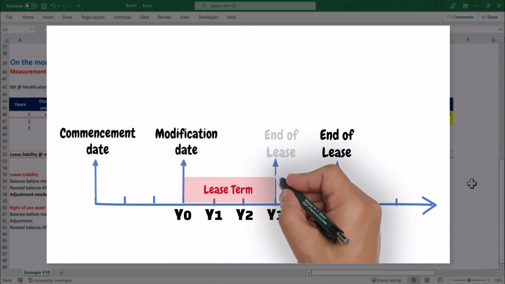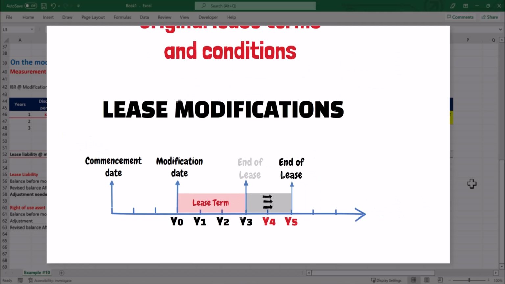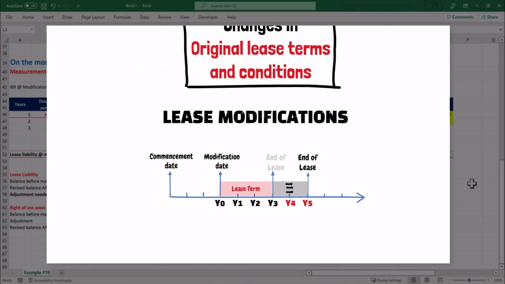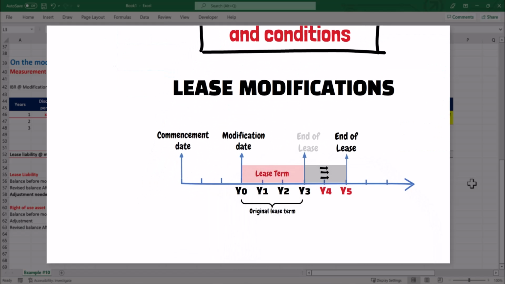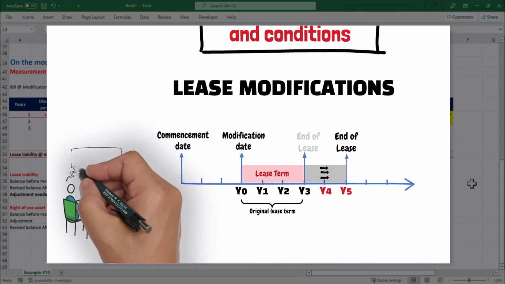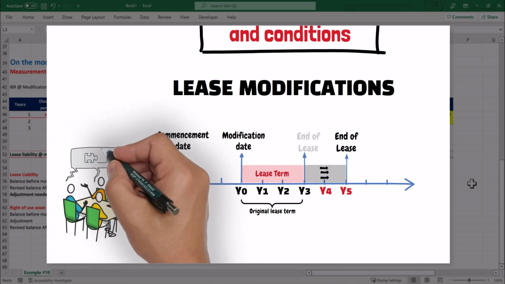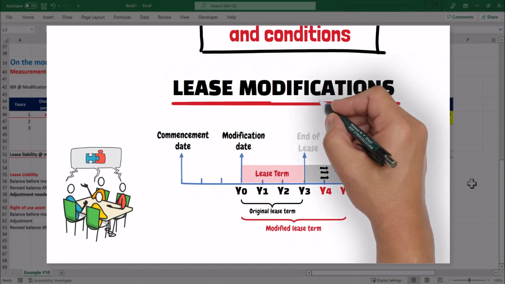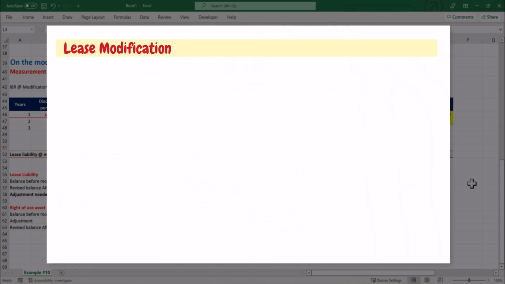Extending the contractual lease term here is a lease modification, because it modifies the terms and conditions of the original contract. The original contract terms included a lease term of only 3 years, and there was no lease extension option in the contract. The negotiations between the lessee and the lessor modified the terms of the original contract, and now, the lease term is 5 years instead of the 3 years originally stated in the contract before modification. Now that we know it is a lease modification, let us see whether to account for it as a separate lease, or as a modification to the original lease.